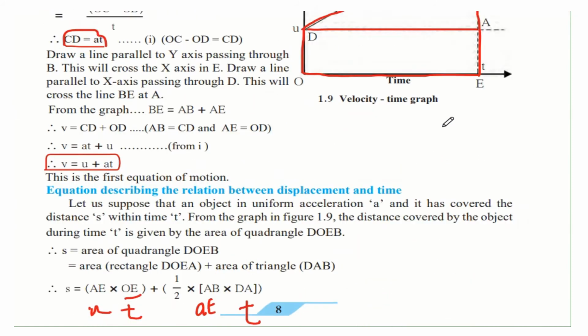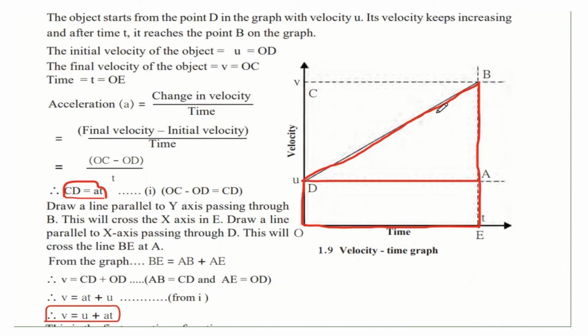So if we go to the previous graph, here we had seen that in order to calculate the distance travelled by the object, we could find the area of DOEB, which was a quadrangle. Before, we had found the area by first finding the area of this rectangle and adding it to the area of this triangle. But since DOEB is a trapezium, we can use the formula for the area of a trapezium.